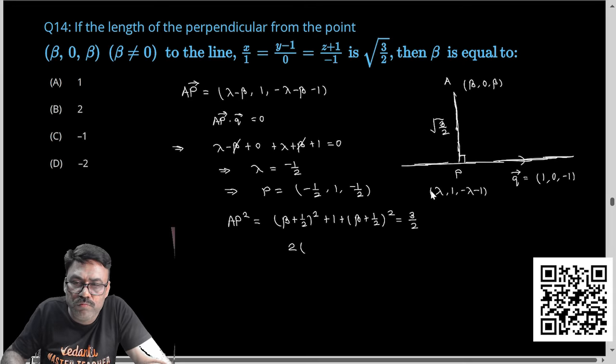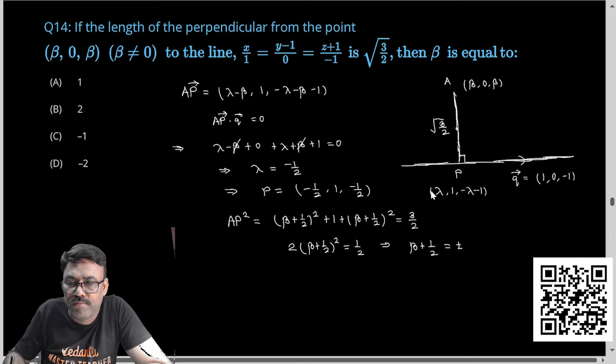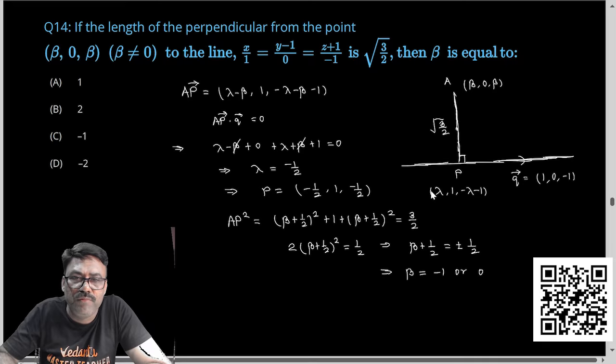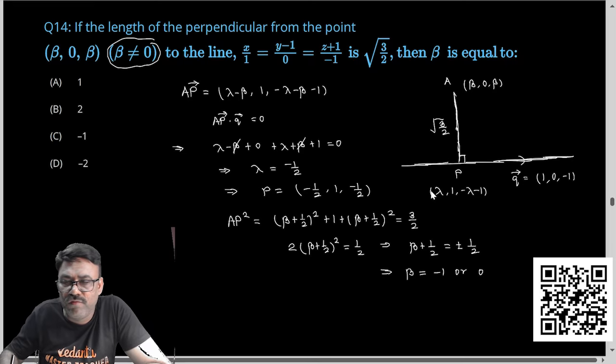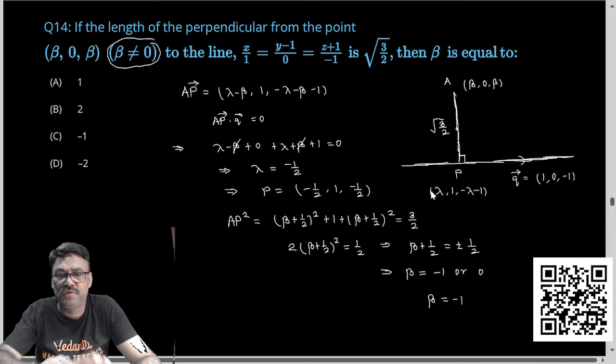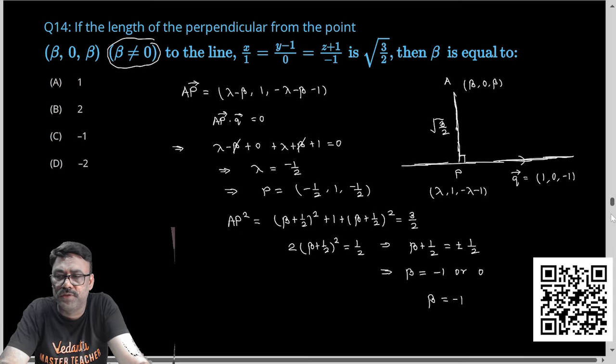So this gives you 2 times beta plus half whole square is equal to half. So beta plus half is plus minus half. This gives you beta is equal to minus 1 or 0. But they have given that beta is not 0, so therefore 0 will be rejected. You will take only beta is equal to minus 1, which means option C should be the correct option here.